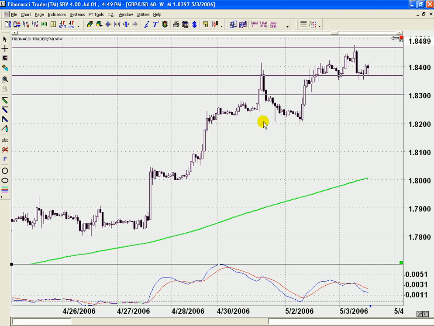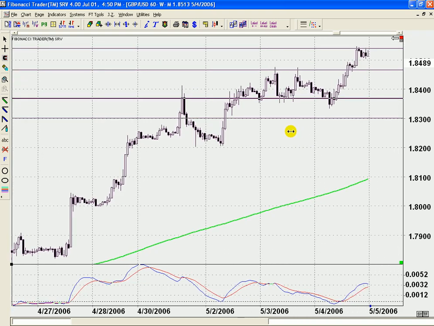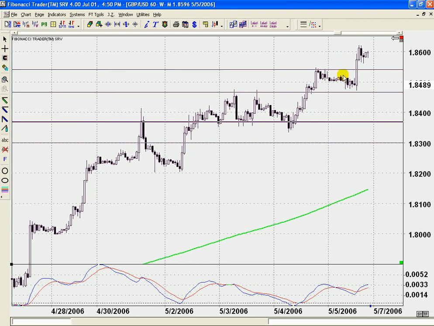Although this looks small on this chart, this is a 40 pip bounce right here. We get above 8,200, it offers support to the market. Then 8,400 offers resistance. And this is 8,500 here. And 8,600.